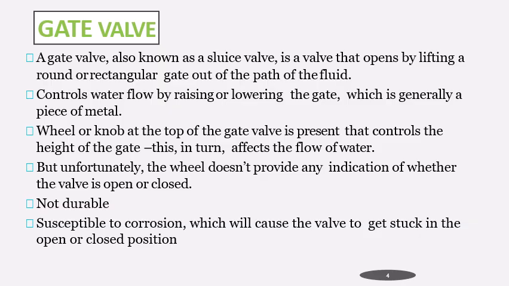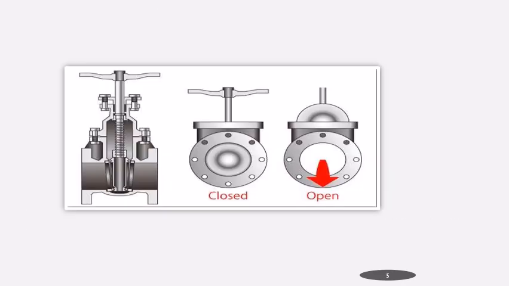But unfortunately, the wheel does not provide any indication of whether the valve is open or closed, like that of the ball valve. It is also not durable and is susceptible to corrosion, which will cause the valve to get stuck in the open or the closed position. So this is an example of the gate valve.